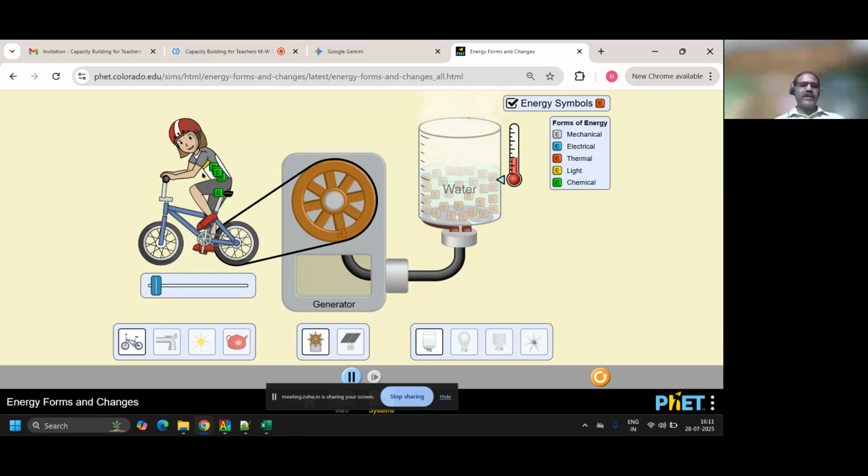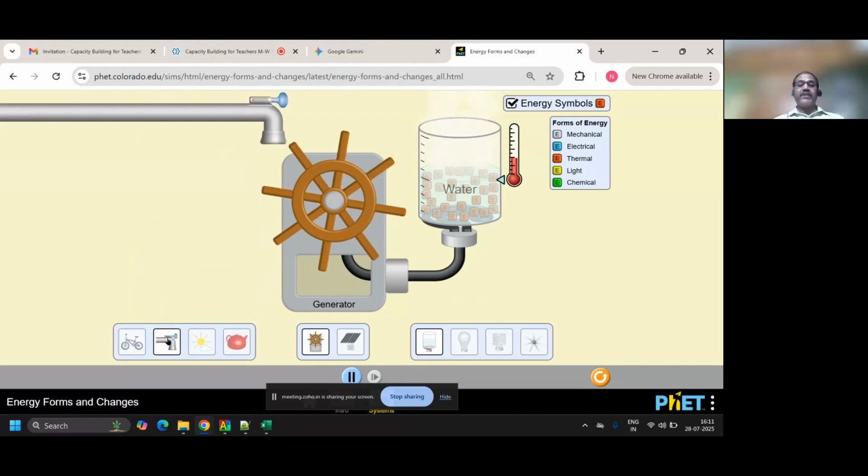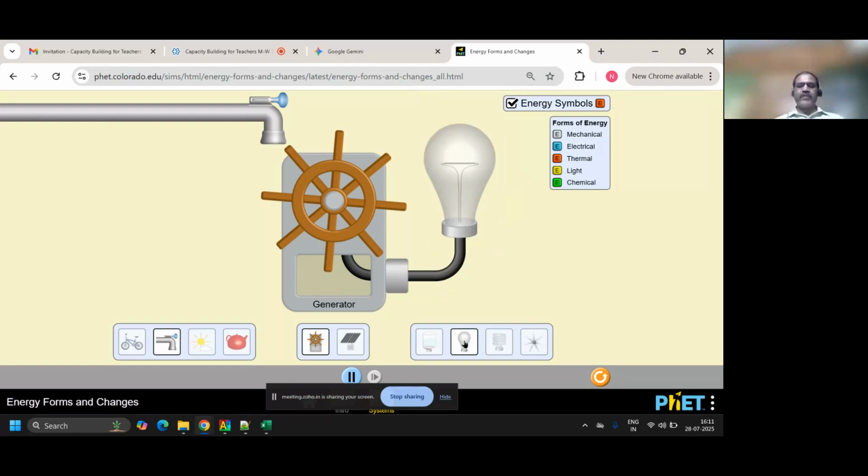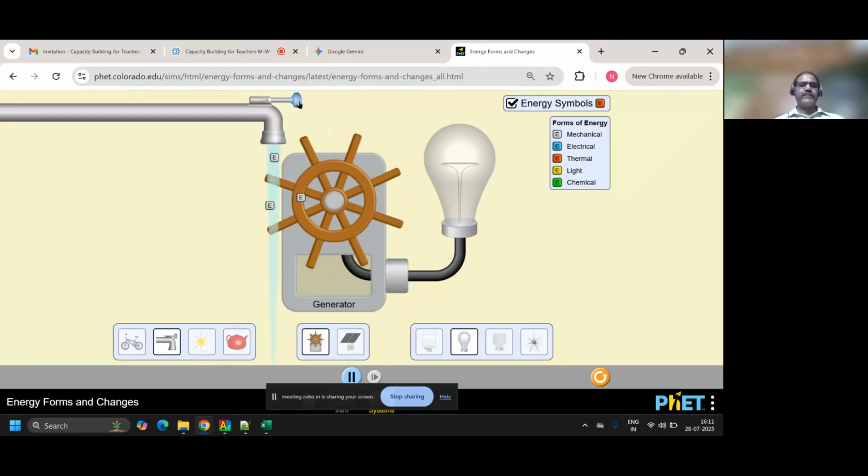Now, I am replacing this cycle with the penstock. Okay. The other day we have seen the Faraday's stuff, right? And now, instead of this water, I am putting it as an electrical bulb. So this electric bulb is attached. Now I am opening this tap.